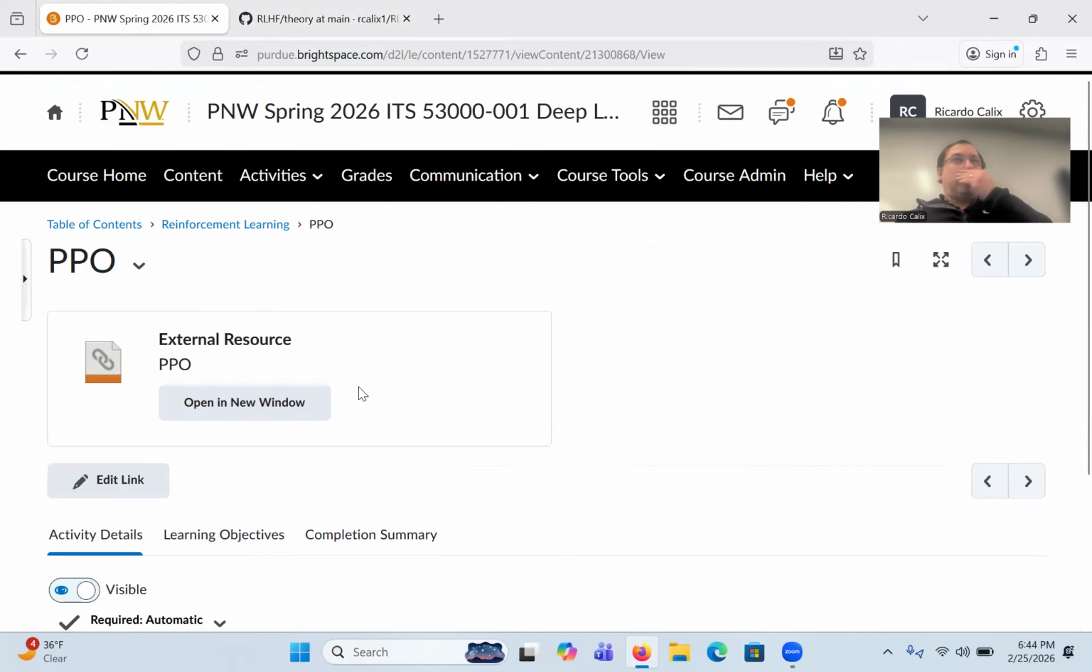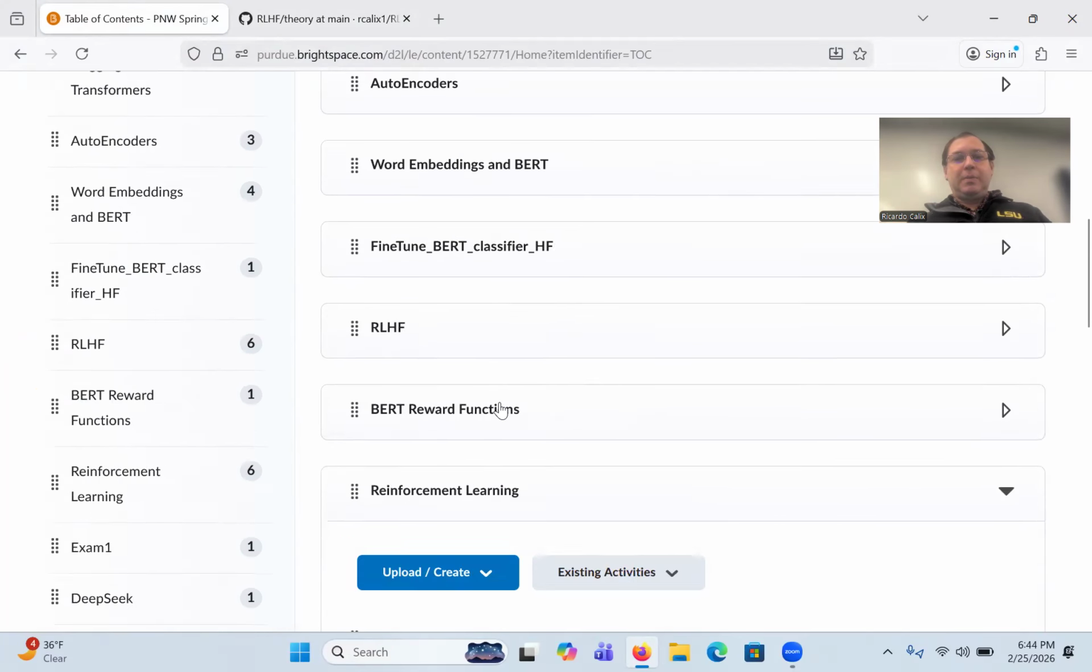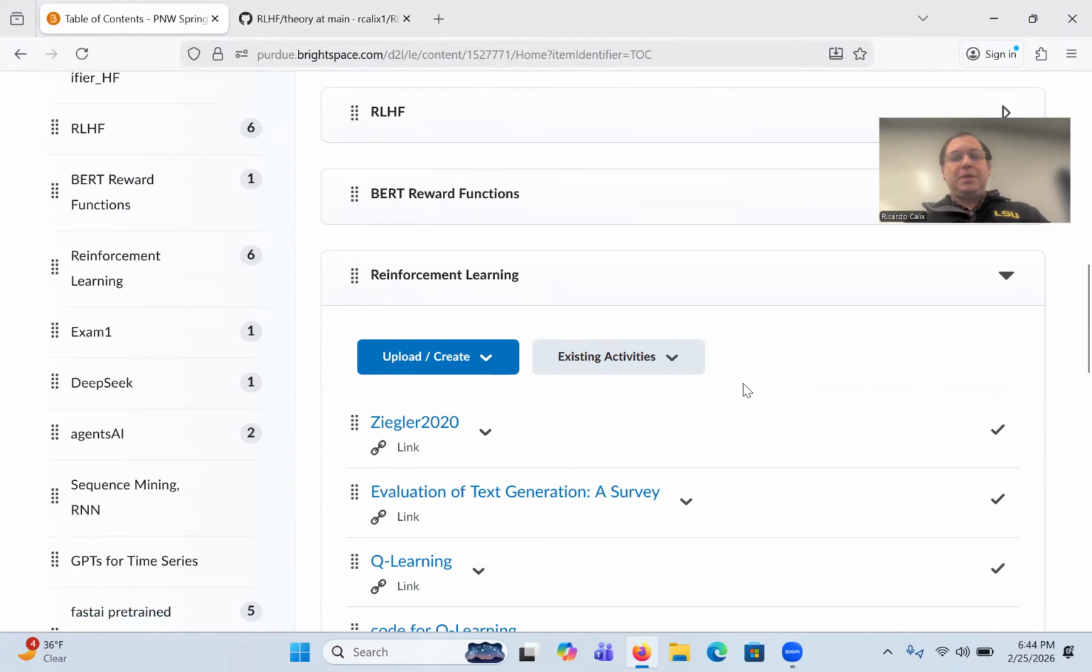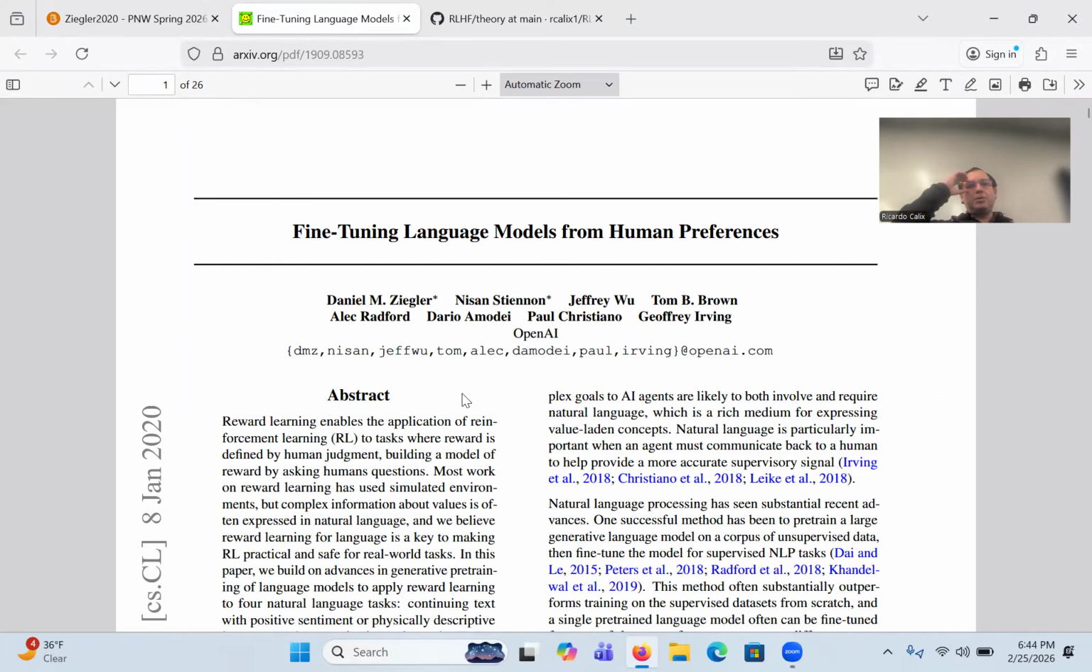All right, so I'm sure you guys have read this paper many times already, right? It is a very important paper. Definitely take a look at it. I think it's one of the more fundamental papers for this type of thing of designing these models. So it was the Ziegler 2020 paper, if you remember. All right, and this is where they use fine-tuning language models from human preferences, right?